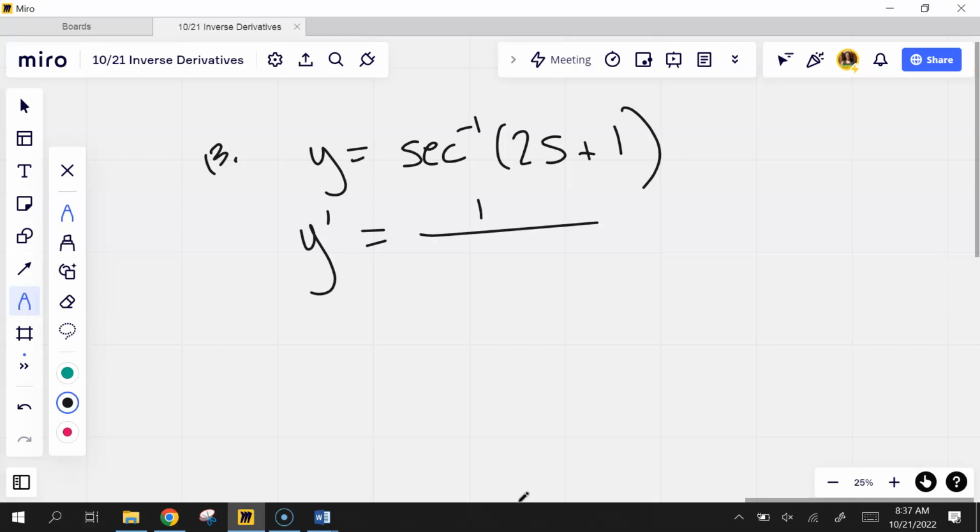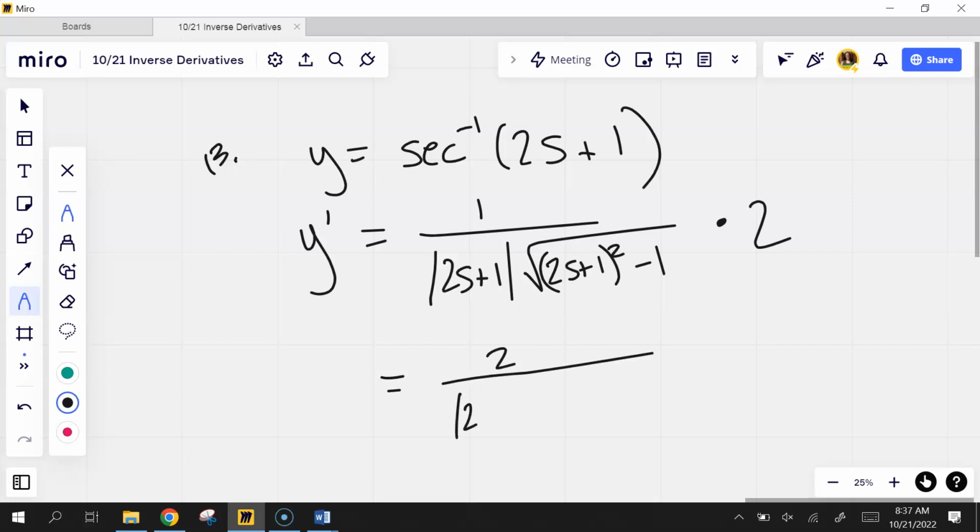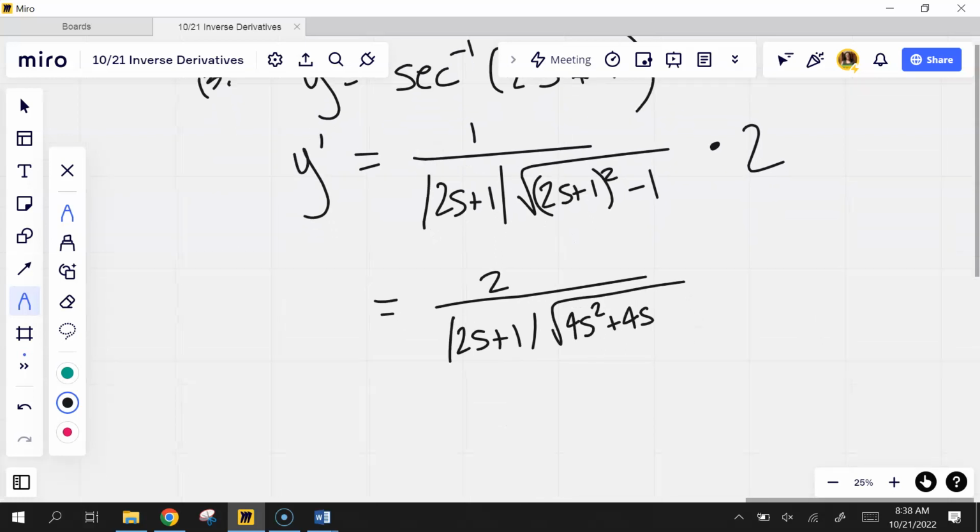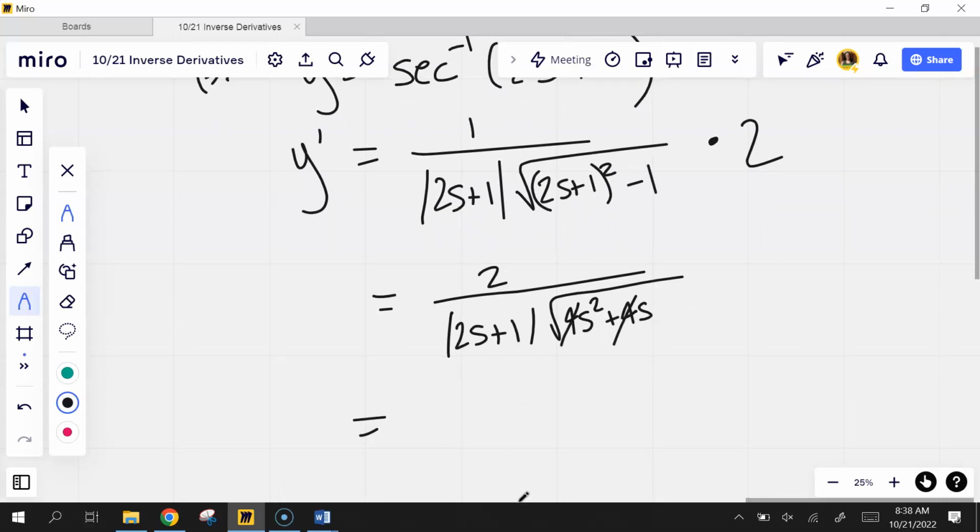All right, 1 over. Secant is absolute value. Square root of 2s plus 1 squared minus 1. Now I chain it. Do I have any restrictions on this one? Nope. Square root of, let's see, 4s squared plus 4s plus 1 minus 1 are going to cancel out, right? I'm going to take a 2 like that. Square root of 4 is 2, right?